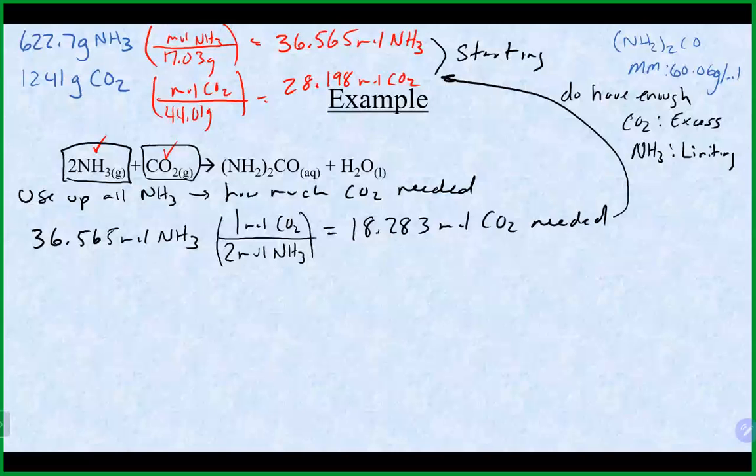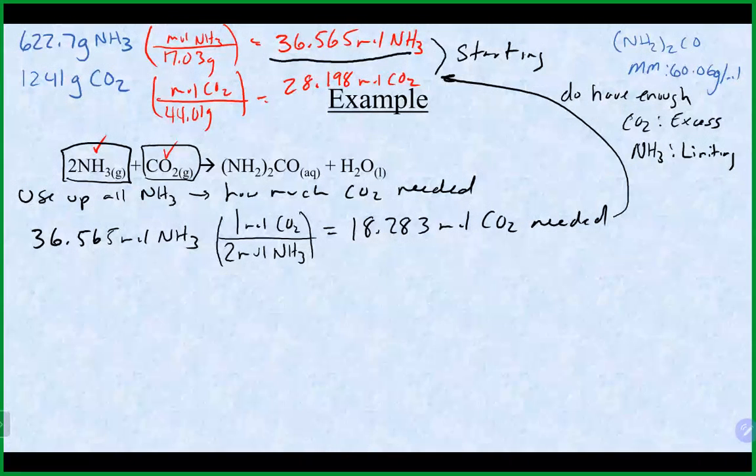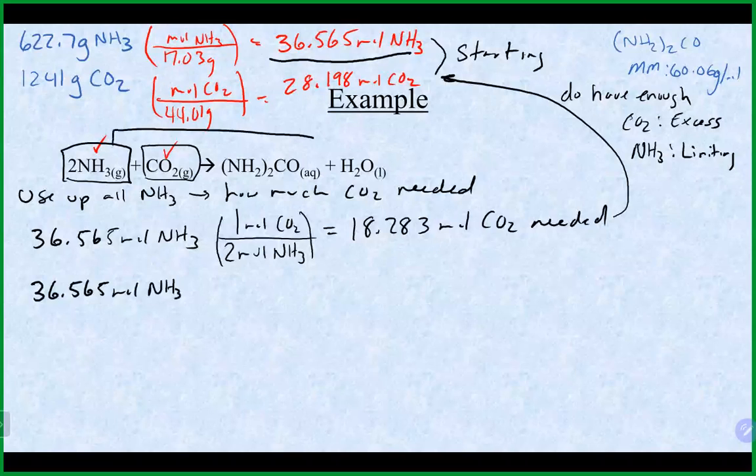Now that we got the whole limiting reagent sort of thing out of the way, we're going to go back. And once again, we want to use the starting amount of our limiting reagent, which is NH3 in this case, and figure out how much product we're going to make. So we'll take our 36.565 moles of NH3. We now want to do the mole-to-mole relationship between NH3 and our product. And it is also a 2-to-1 relationship.